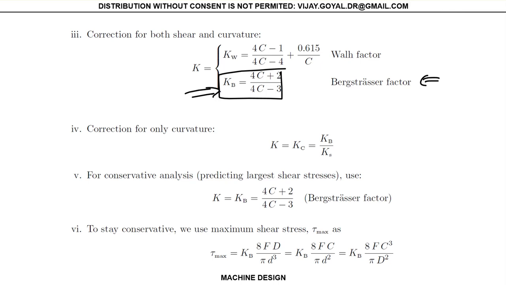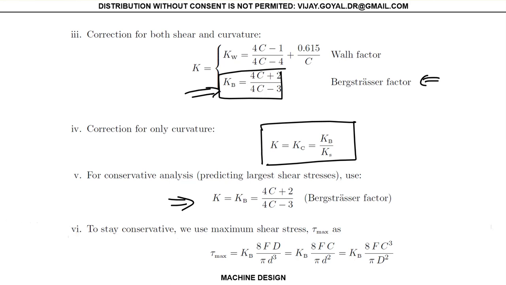Then if you only wanted to do a curvature correction, it is KB divided by KS. For conservative analysis, we will use the largest of these, and that's what we're going to use in this analysis right here. Just keep in mind that's why your shear has to be multiplied by this load factor, for different values of C, or spring index.